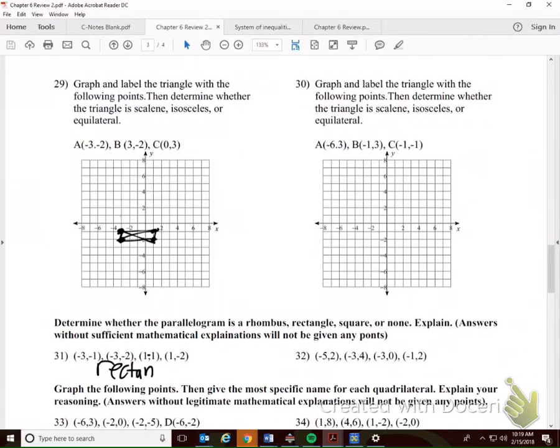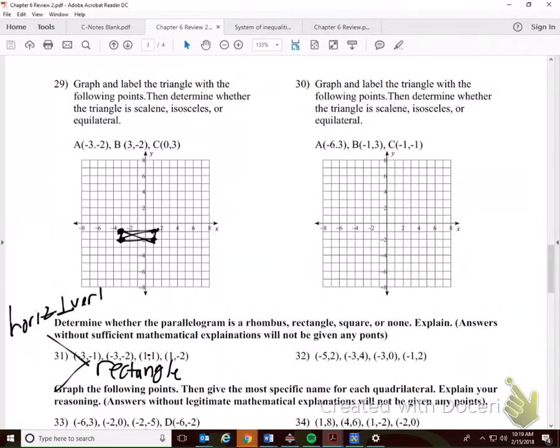So we don't have to run anything with the distance formula on this one. We can just sit there and look at it and go, okay, I know that top line is perpendicular to the side line. And that's it. So we know it is a rectangle. Now, I can look at it and pretty much say that it is not a rhombus.